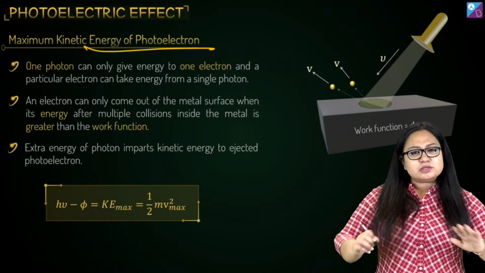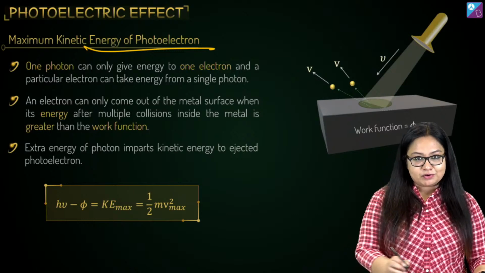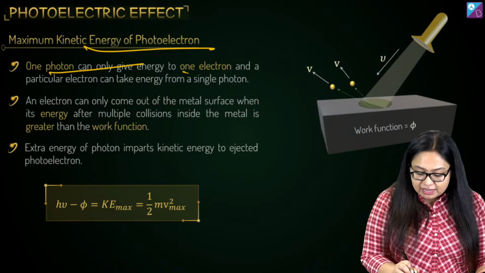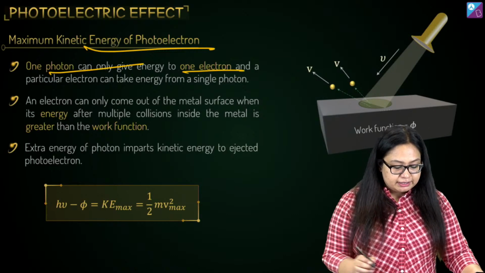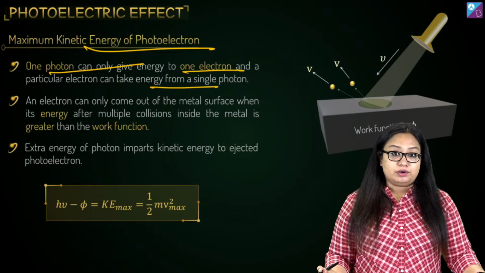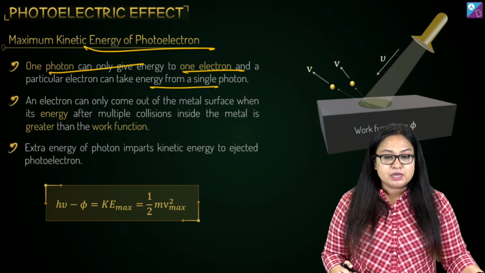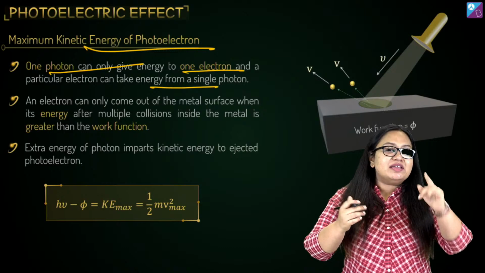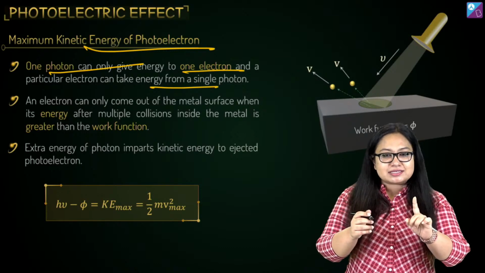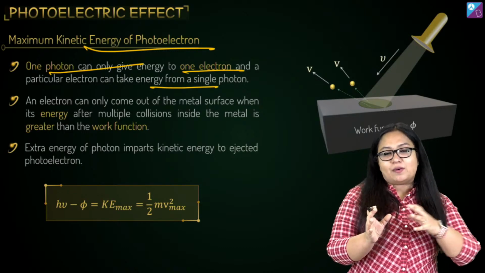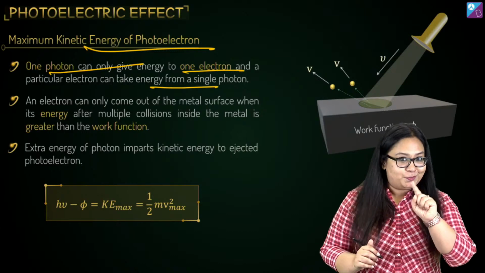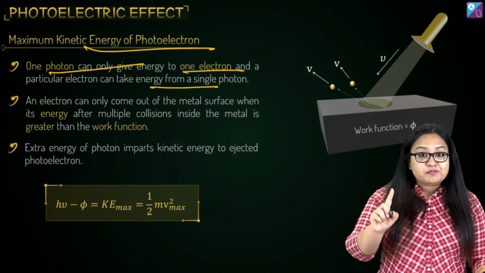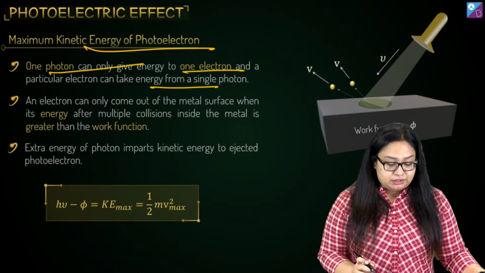So, here also there are certain rules of photon theory. One photon can only give energy to one electron, and a particular electron can take energy from a single photon. This is what we have to remember. The idea here is that one photon is going to eject only one electron. It's not going to say, okay, I have got enough energy, now I can eject 2 electrons. No, that's not what's going to happen. One photon can eject only one electron.